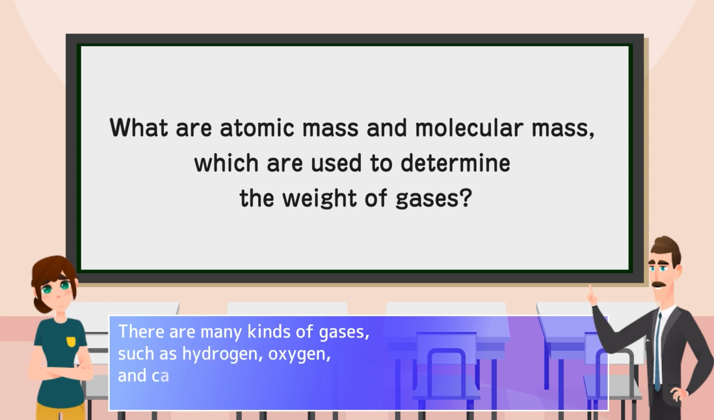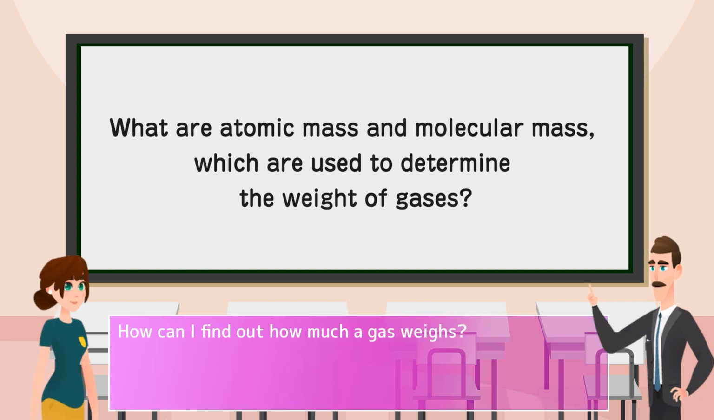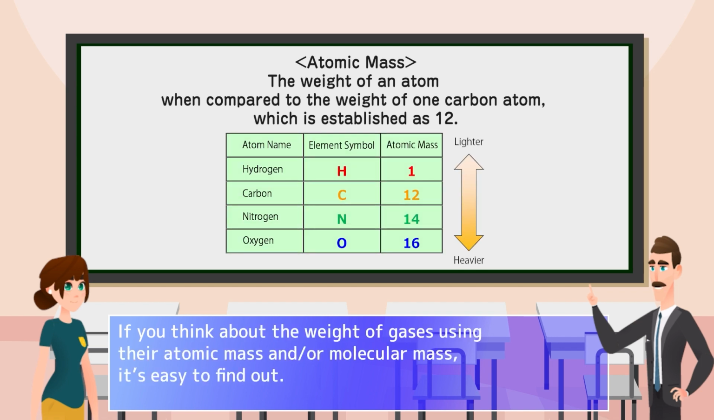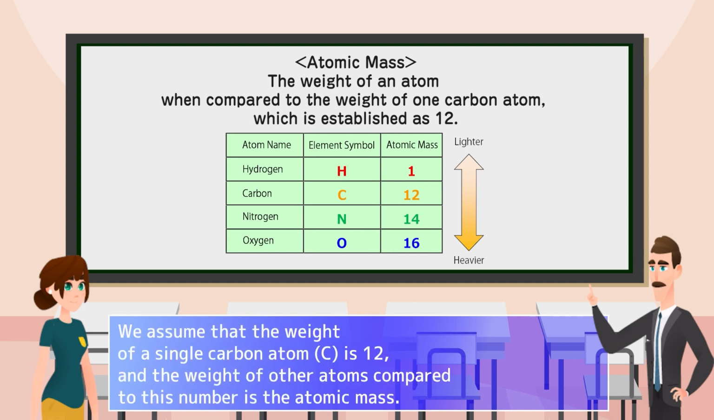There are many kinds of gases, such as hydrogen, oxygen, and carbon dioxide, and they all have different weights. How can I find out how much a gas weighs? If you think about the weight of gases using their atomic mass and/or molecular mass, it's easy to find out. We assume that the weight of a single carbon atom C is 12, and the weight of other atoms compared to this number is the atomic mass.